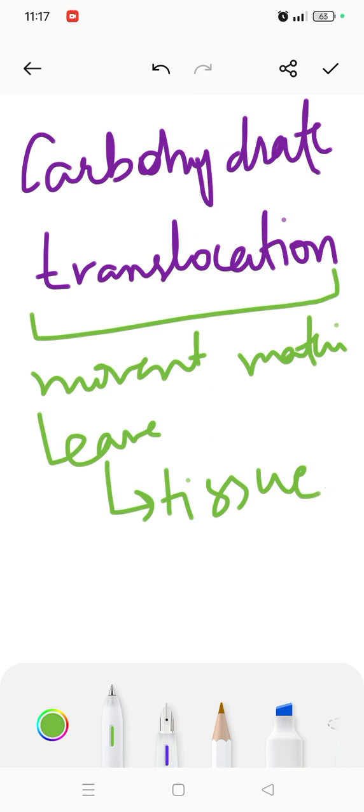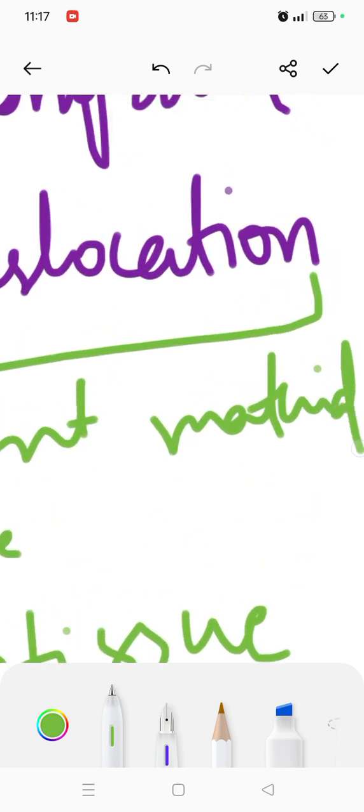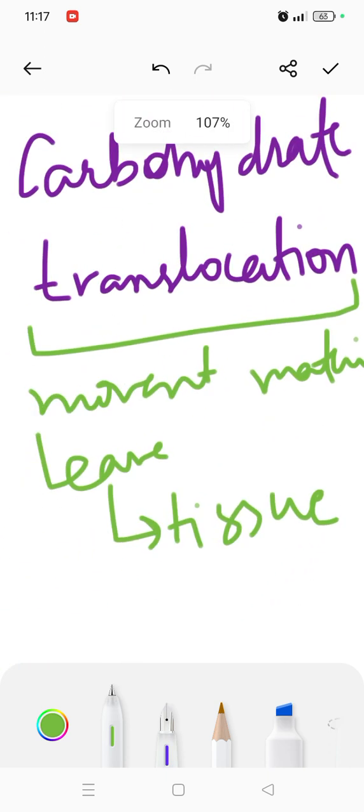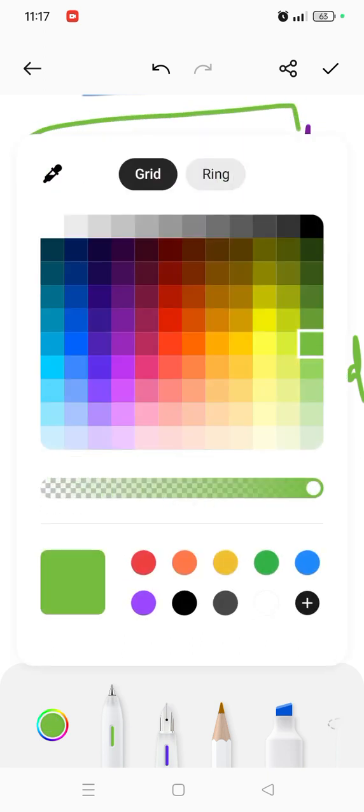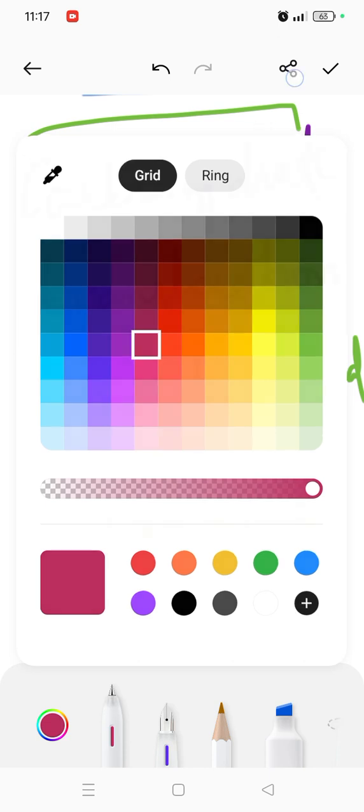Okay, so I'm sure it's clear. This means only the movement of material, movement of material from leaves to any other tissue, but throughout only in the plant, right? So this is only the meaning of translocation. So why is carbohydrate written here? If you're just thinking about that, let me explain that as well.